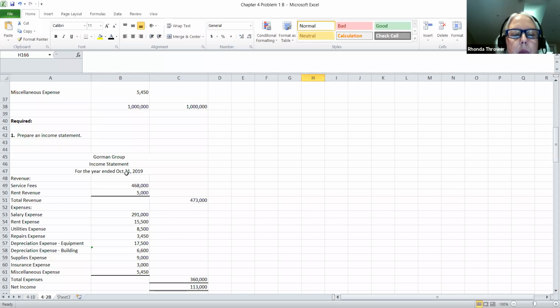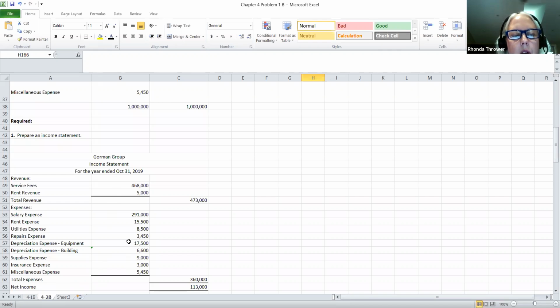And the first financial statement that we always prepare is our income statement. And the income statement is prepared for a period of time because what we want to do is measure all of the revenues that we've accumulated for this period of time and match them against the expenses that we have for this period of time. And the income statement will tell us whether or not we have net income or a net loss.